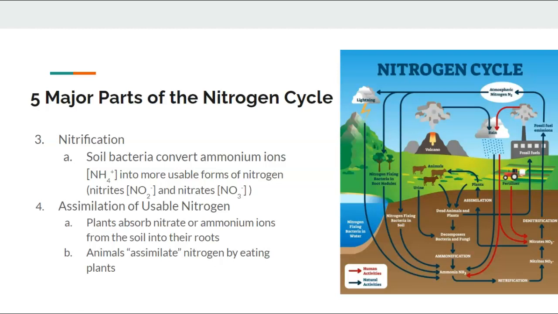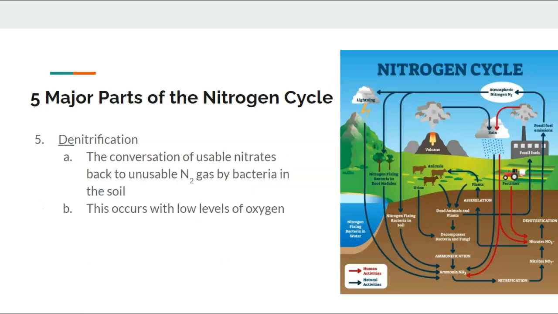The fourth part is assimilation of usable nitrogen. So plants will absorb those nitrates or ammonium ions from the soil into their roots, and that's really how we get it, because we then eat the plants. So plants do all the heavy lifting of absorbing all of that usable nitrogen, and then we're just like, hey plants, what's up? I'm going to eat you and I'm going to get that nitrogen that I need. So in this sense, the animals are a little bit lazy, and the plants are doing a lot of the heavy lifting.